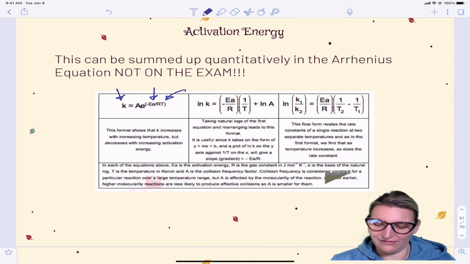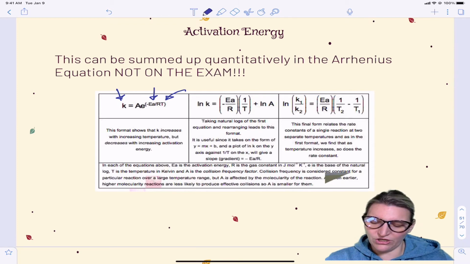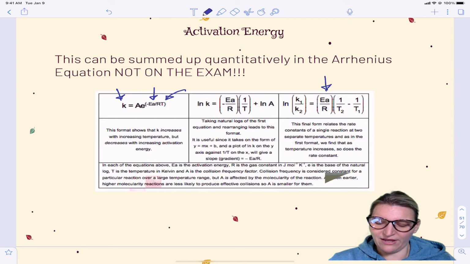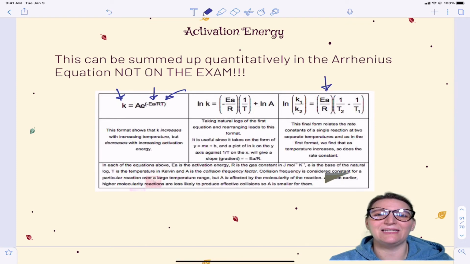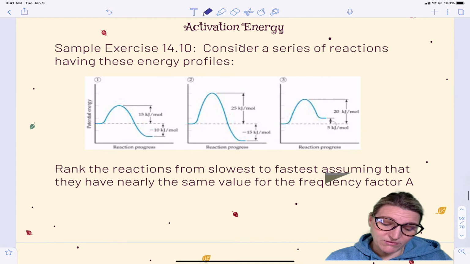This is one of the ways that you can calculate activation energy. If you're like, how do you even calculate that? If you know the rate constant at one temperature and the rate constant at another temperature, you can calculate the activation energy. You do not need to know any of these formulas. We will never use them. So let's do a couple practice problems on this.